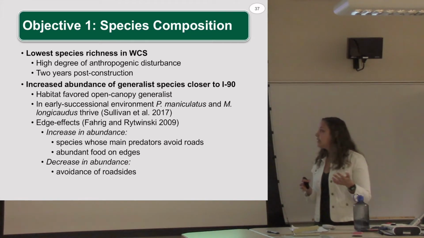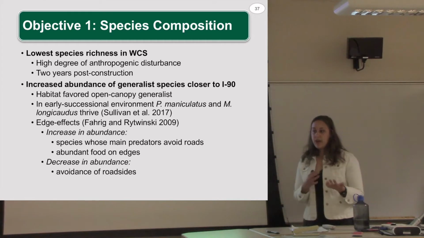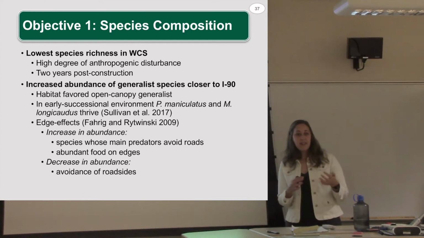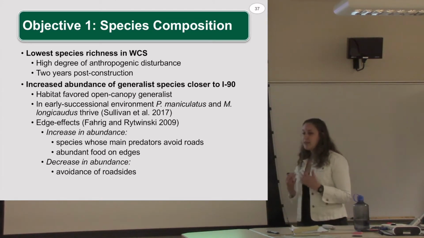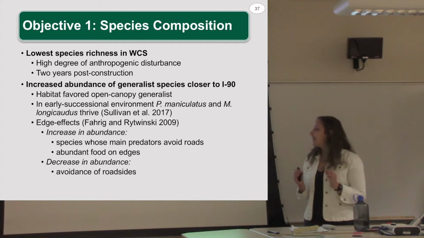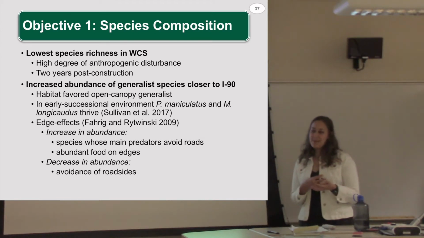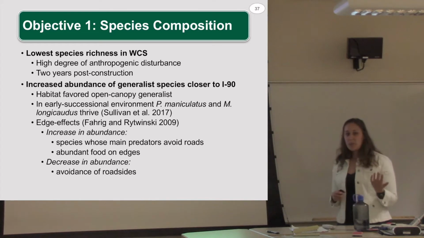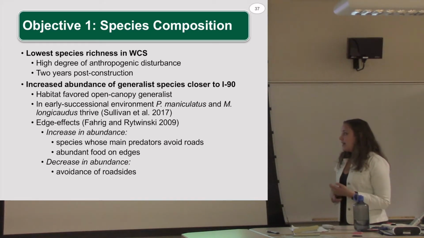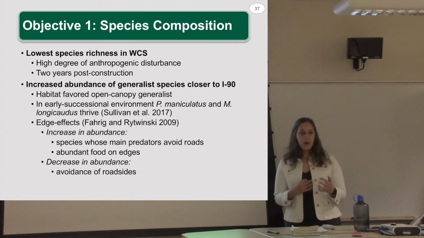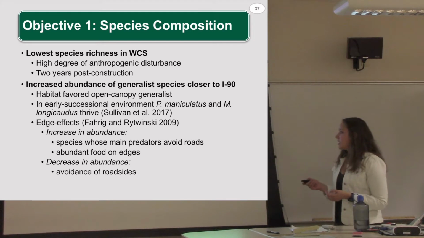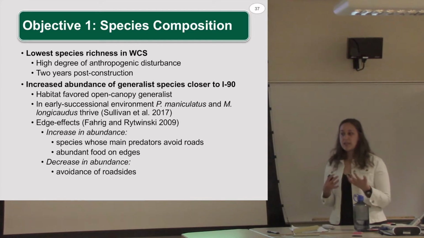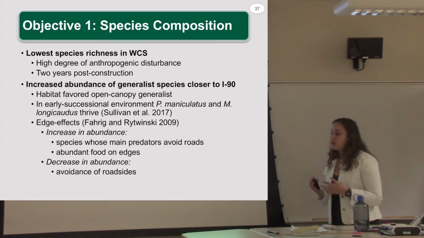Additionally, we found increased abundance of generalist species the closer we got to I-90, with the crossing structure having higher abundance of generalist species. This could be because the restoration sites can be qualified as a more open canopy habitat, which would favor our open canopy generalist species. And since it's an early successional environment, 2 years post-construction or post-disturbance, it has been found in other studies that our species, Peromyscus maniculatus and Microtus longicaudus, really tend to thrive and increase in abundance in these early successional post-disturbance environments.